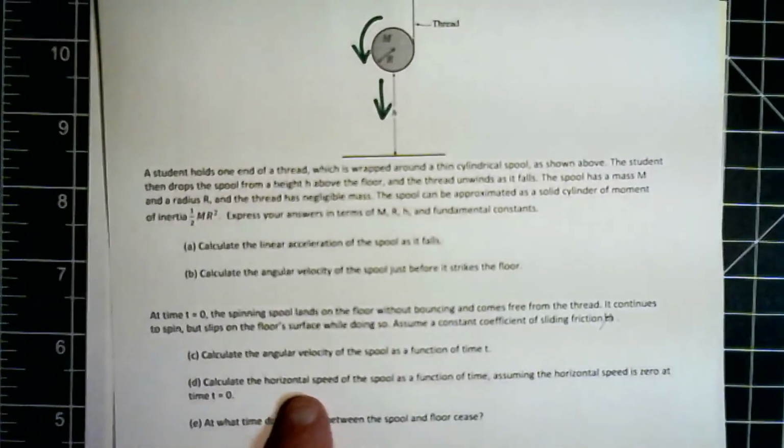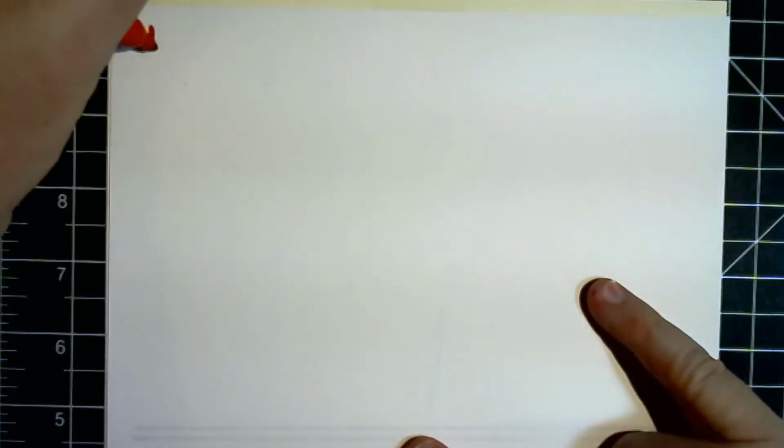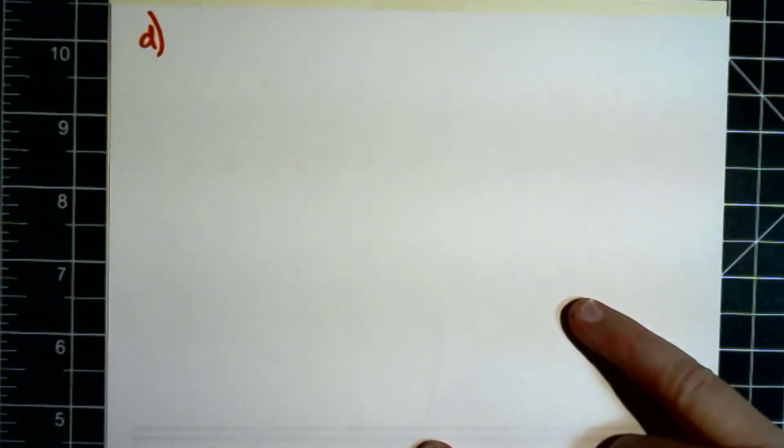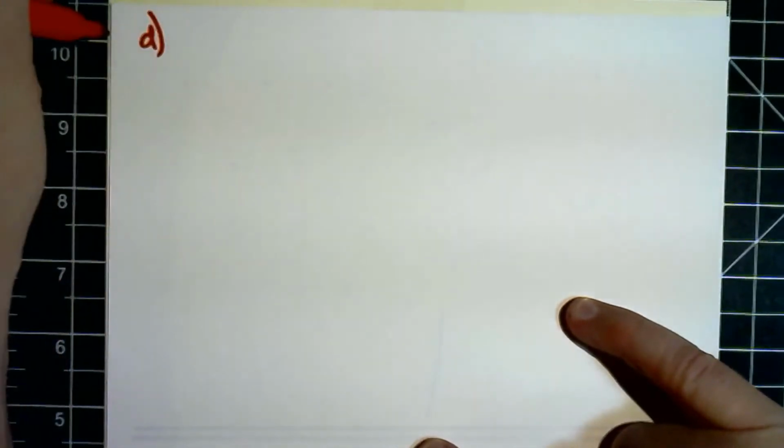Part D says calculate the horizontal speed of the spool as a function of time, assuming horizontal speed is 0 at time t equals 0. So horizontal speed, how are we going to do that? Well, if you look at it, as this disk is rotating, for part D, there's only really one force that can make it go forward, right?